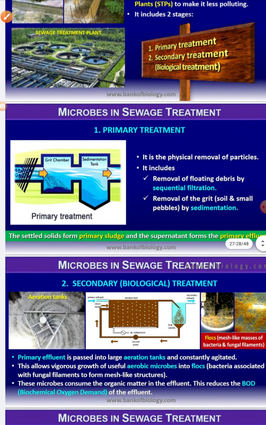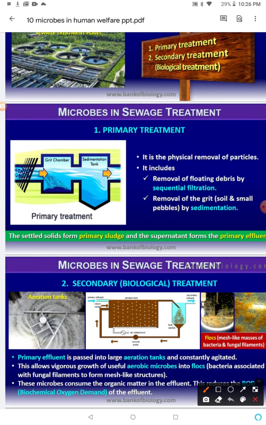It is the physical removal of particles. It includes the removal of floating debris by sequential filtration, and the second one is the removal of grit, that is soil and small pebbles, by sedimentation. So two processes, sequential filtration and sedimentation, are involved in the primary treatment of sewage.